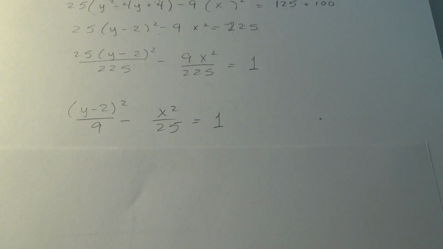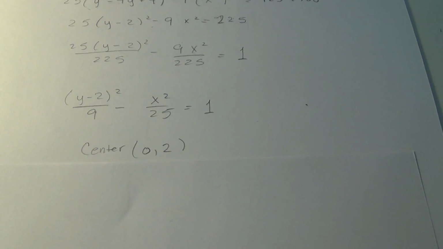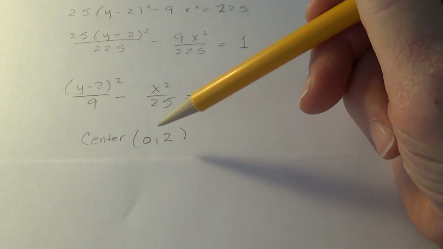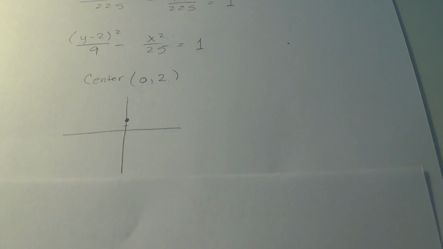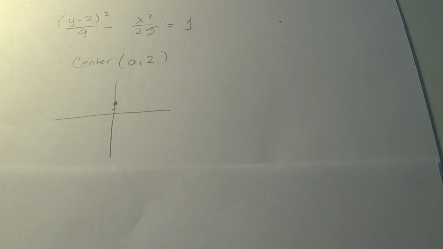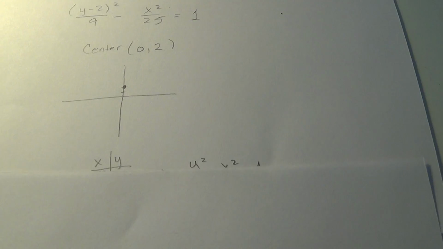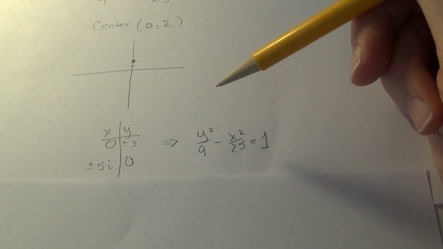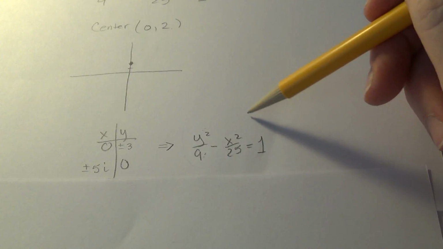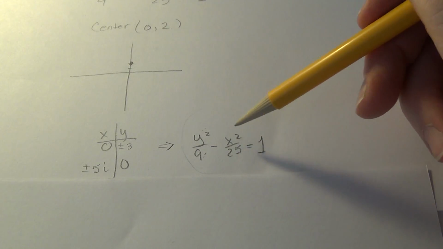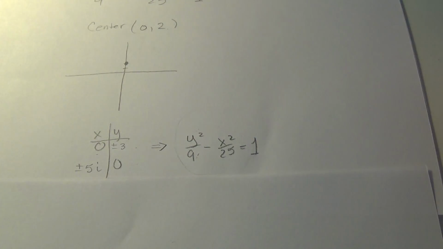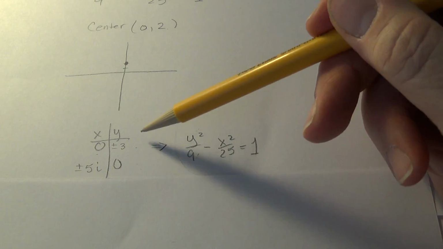So we're ready for graphing. The center is going to be 0 for x and positive 2 for y, so I'm going to graph this point, 0, 2. Then I have to do a chart, and the chart allows me to look at the close cousin. Notice I dropped the h and the k, so I'm just looking at the bare bones equation. I zero out x to get y, and I zero out y to get x. And these are the values I got.